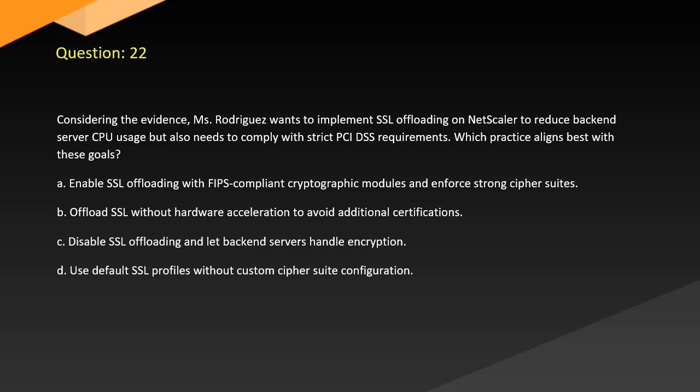Question 22. Considering the evidence, Rodriguez wants to implement SSL offloading on NetScaler to reduce backend server CPU usage, but also needs to comply with strict ECESS requirements. Which practice aligns best with these goals? A. Enable SSL offloading with FIPS-compliant cryptographic modules and enforce strong cipher suites. B. Offload SSL without hardware acceleration to avoid additional certifications. C. Disable SSL offloading and let backend servers handle encryption. D. Use default SSL profiles without custom cipher suite configuration.